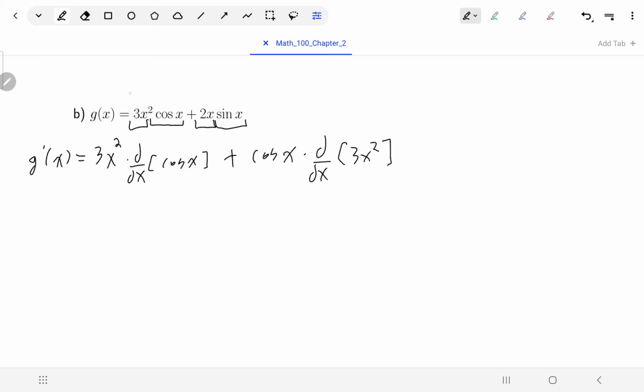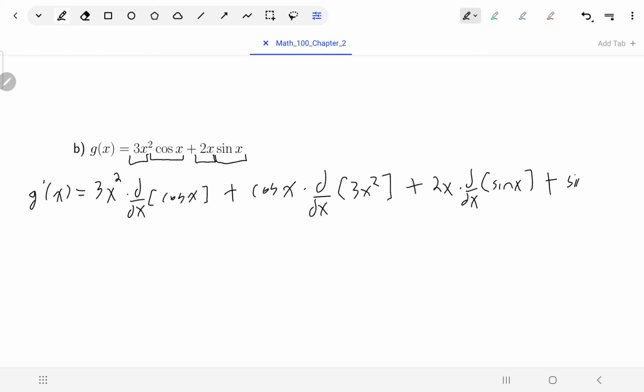There we go. So I've taken care of that first product, and now plus, let's take care of that second product. First thing as it is times the derivative of the second thing, plus the second thing as it is times the derivative of the first part. Okay, so now we're pretty much good to go. We just need to do all those little derivatives that we said we were going to do.